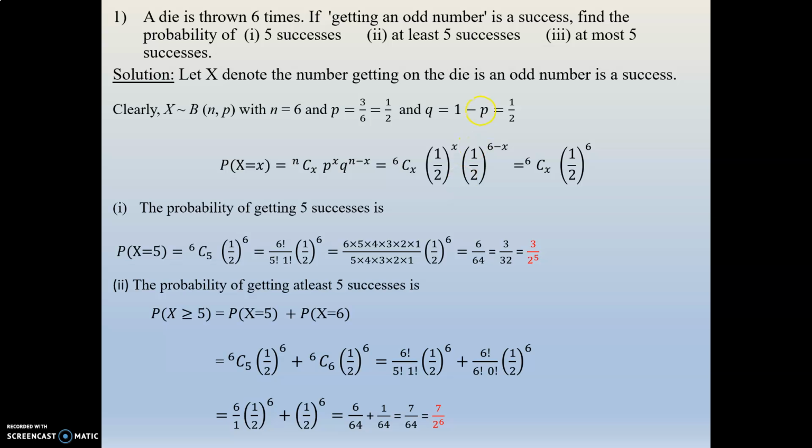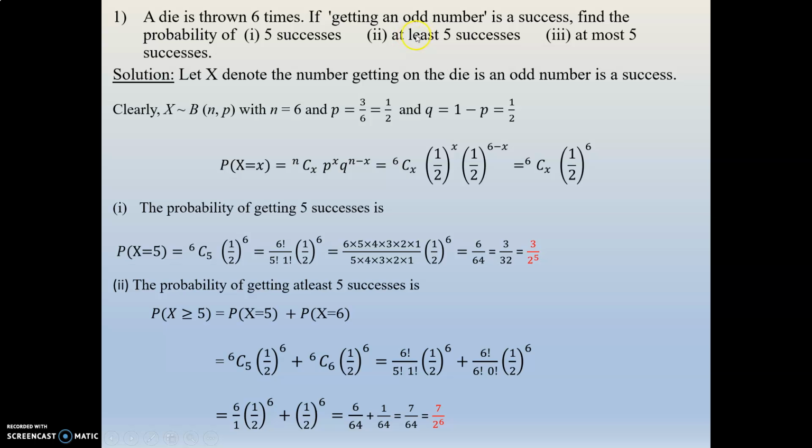So here a die is thrown 6 times. So n, the number of times we are doing this experiment, is 6. Let X denote the number of times an odd number appears on the die, which we are considering a success. So clearly X follows a binomial distribution with n equal to 6 and p equal to the probability of getting an odd number.